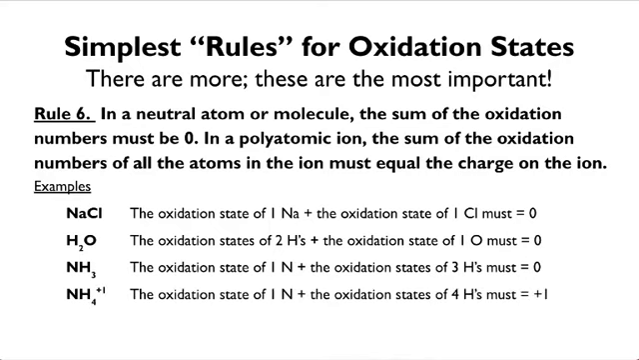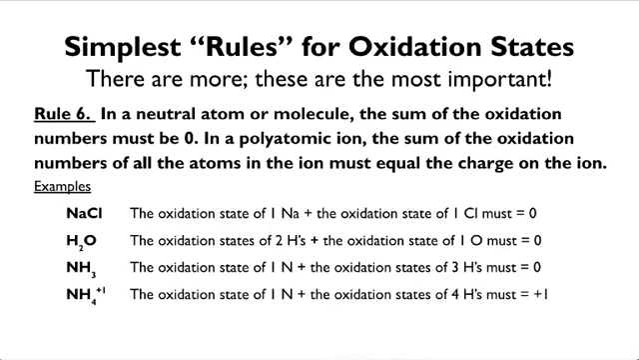Let's look at an ammonium ion, NH4+1. In this case, because we have an overall net charge, when I add together the oxidation states of one nitrogen plus 4 hydrogens, I should end up with +1. Finally, if I have phosphate, PO4 -3, the oxidation state of one phosphorus plus the oxidation states of 4 oxygens, when all summed together, must equal -3.